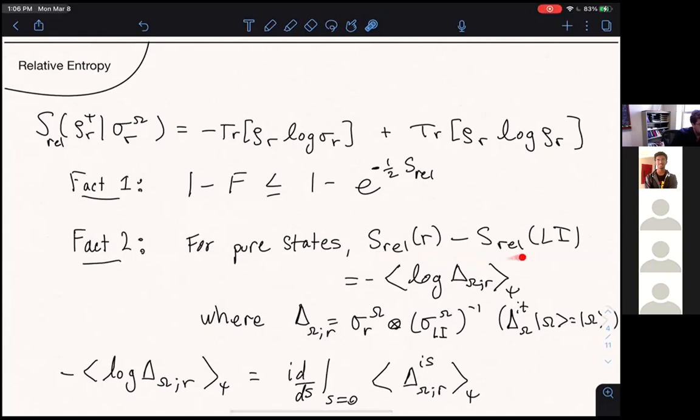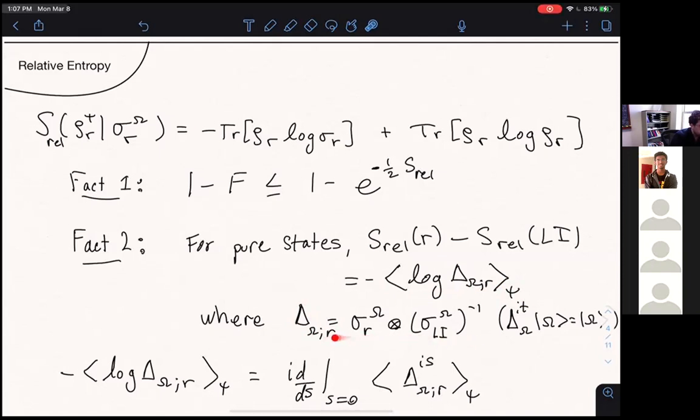So for pure states, you can write the difference in relative entropies. Okay, so the relative entropy for the region R minus the relative entropy of its complement, Li, as the expectation value of log of this operator, which is really log of sigma omega minus log of sigma sub R minus log of sigma sub Li. And we're computing this in the state psi, right? So it's an expectation value of this operator in the state psi. I'm using this delta notation just because it's slightly simpler.